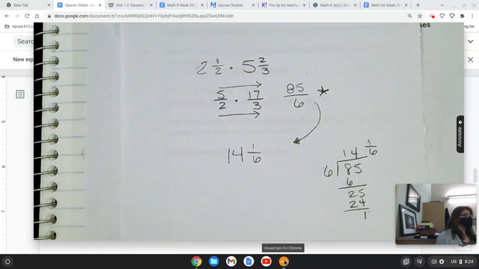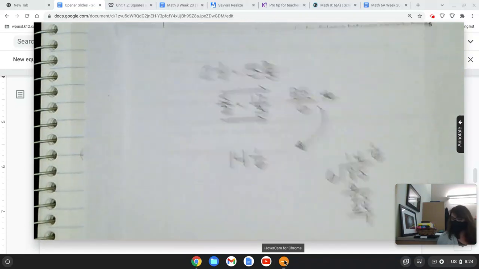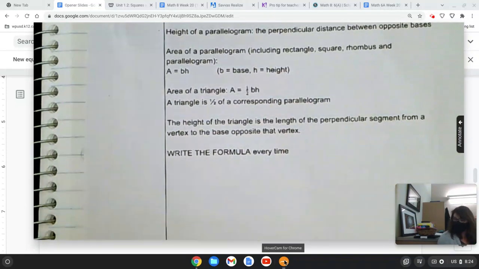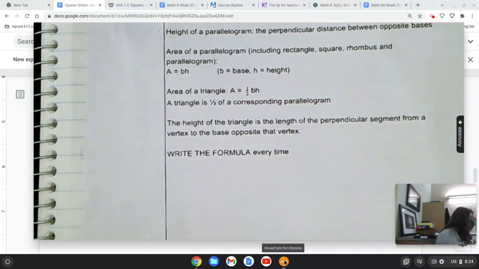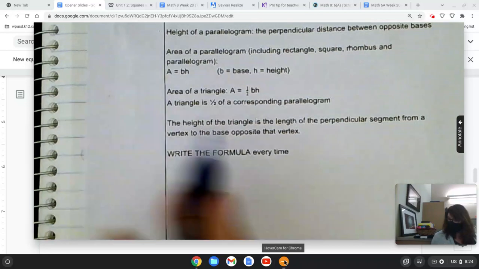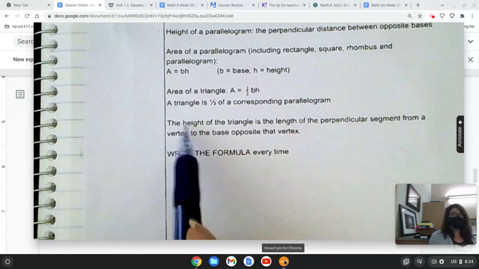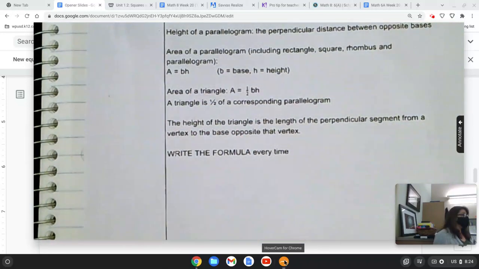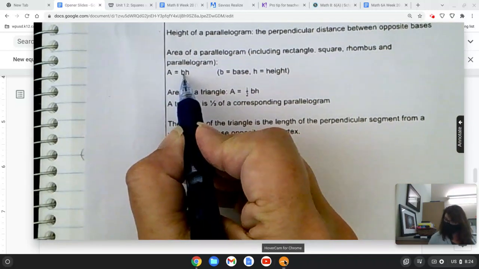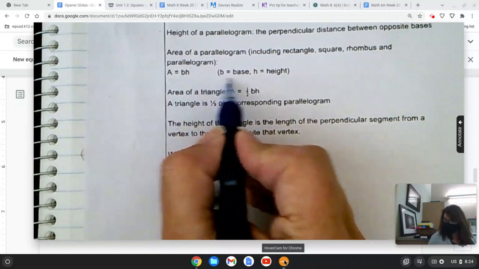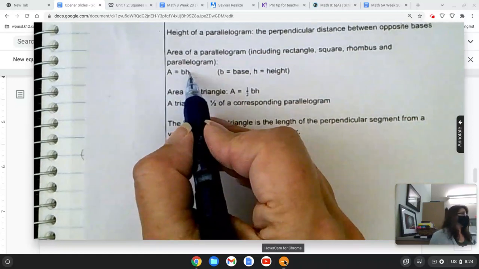But there's lots of other shapes in the world. And so when we get to other shapes, parallelograms and other triangles, how do we find the base and height? So you'll notice in your notes the typed ones that I did, which are kind of an addition to the videos. Okay, that I'm giving you the formula base times height.